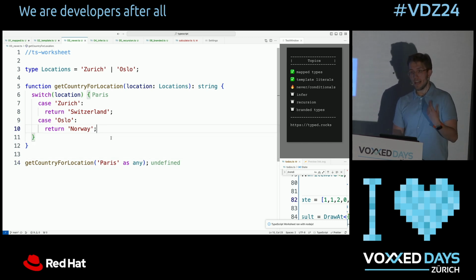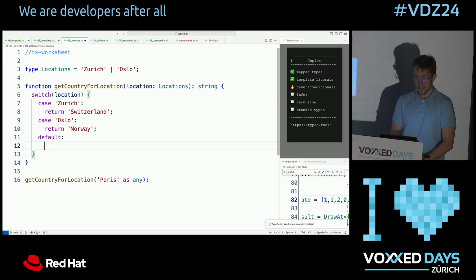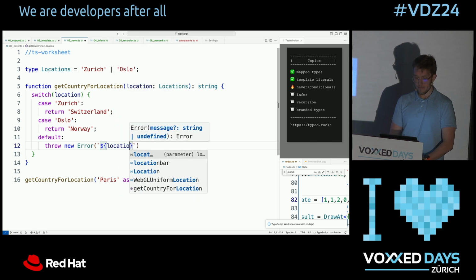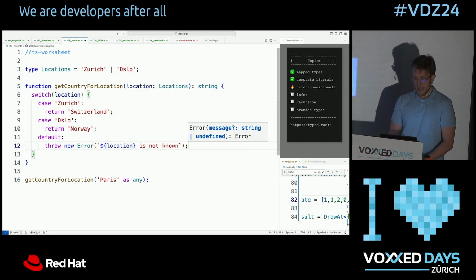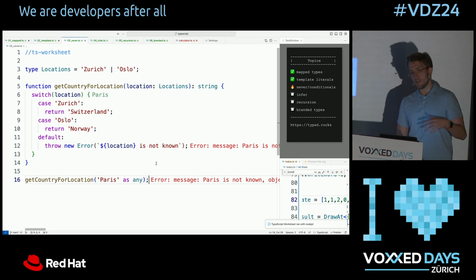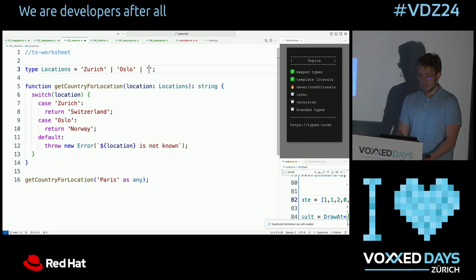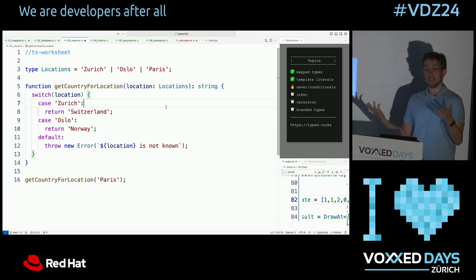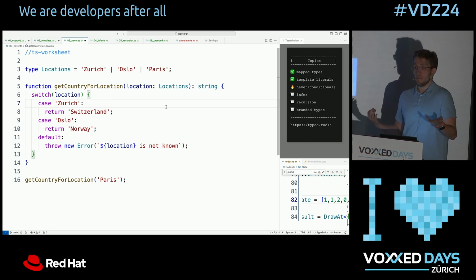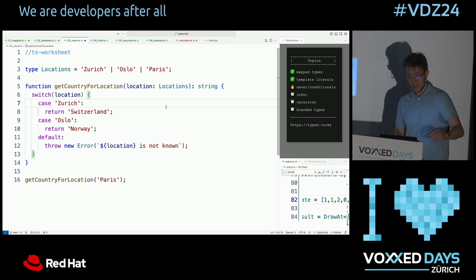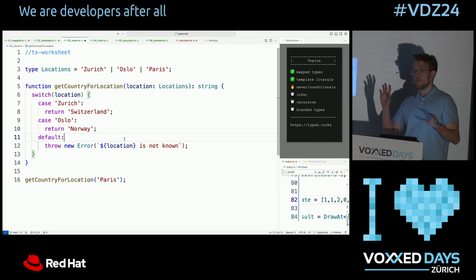So to fix this, you will add a runtime safety check. You say, okay, in default, we say throw new Error, and we say, well, the location is not known. Now, when we run this, we can see, okay, we get an error, all fine. Now, the problem is if we go back into TypeScript and say, okay, well, I want to support Paris here, and I forget to add this branch, I no longer get an error message telling me, hey, you have not covered this case, because TypeScript tells, well, maybe if somebody calls it with Paris, you want to throw an error. But now let's see how we can have the runtime and the compile time safety.